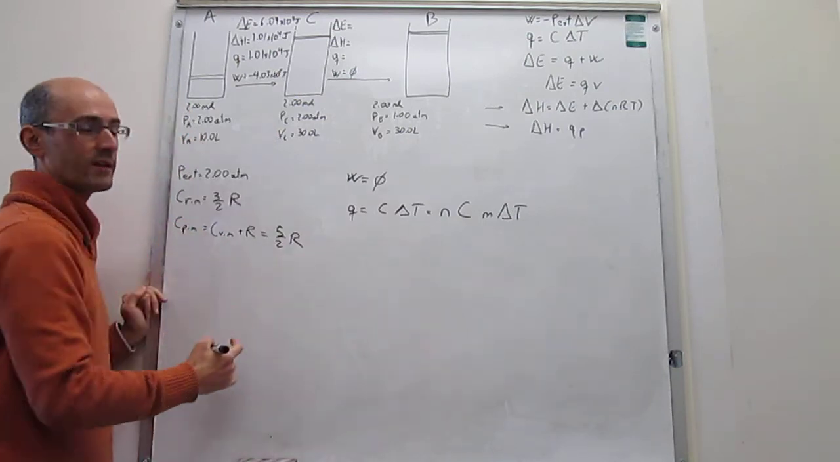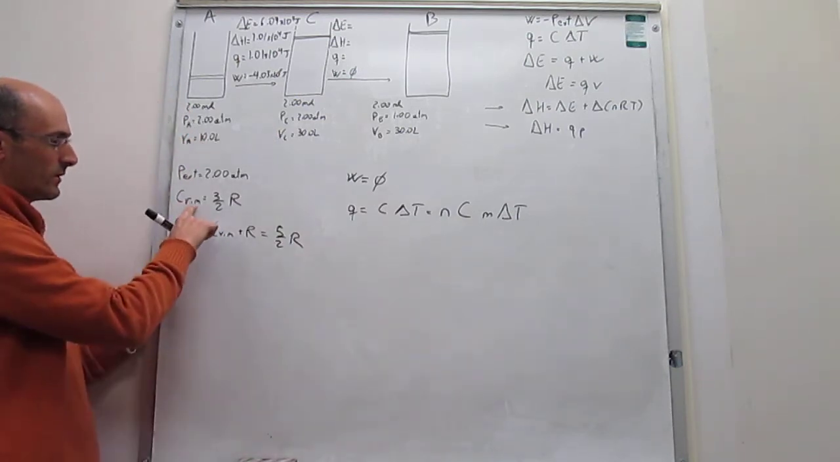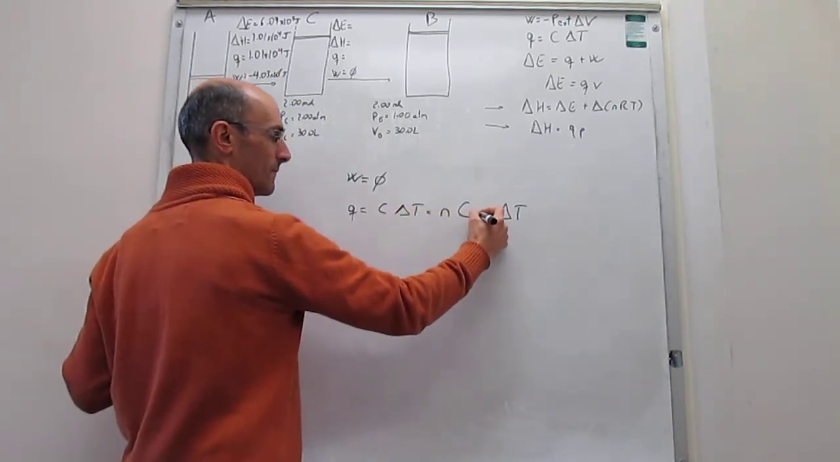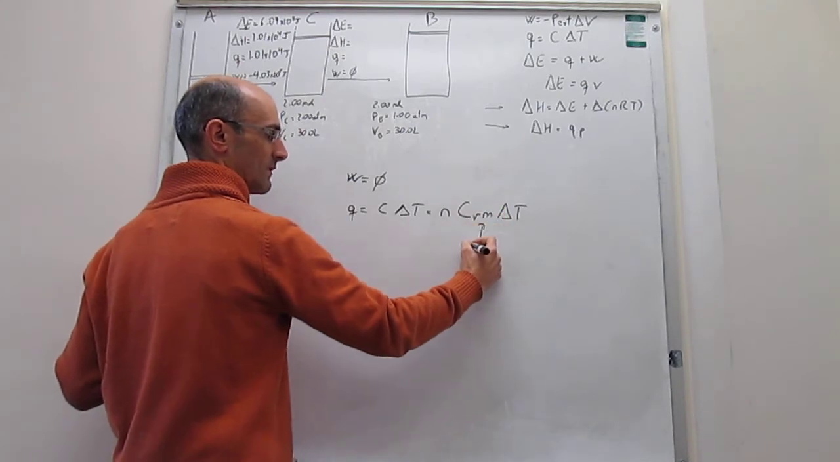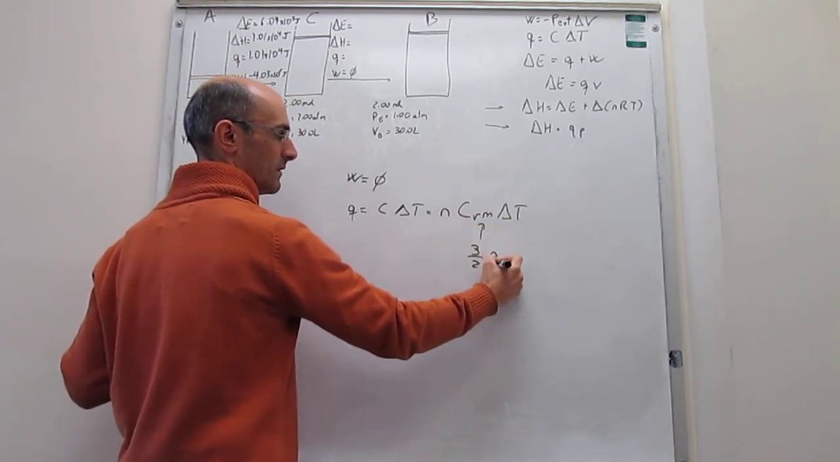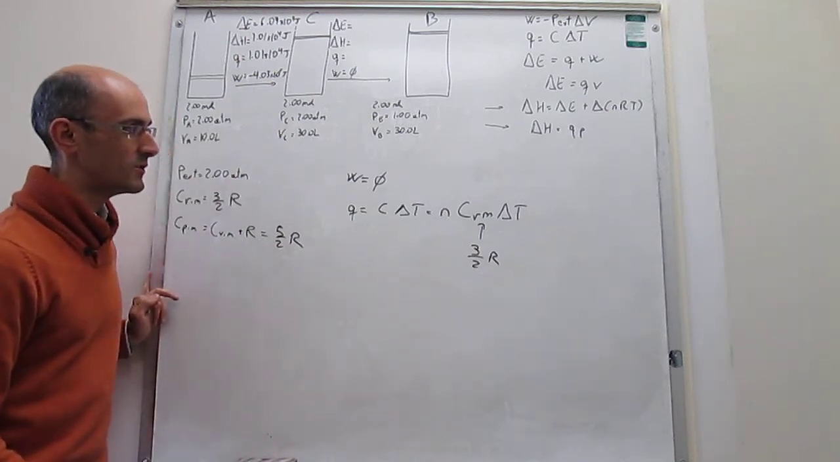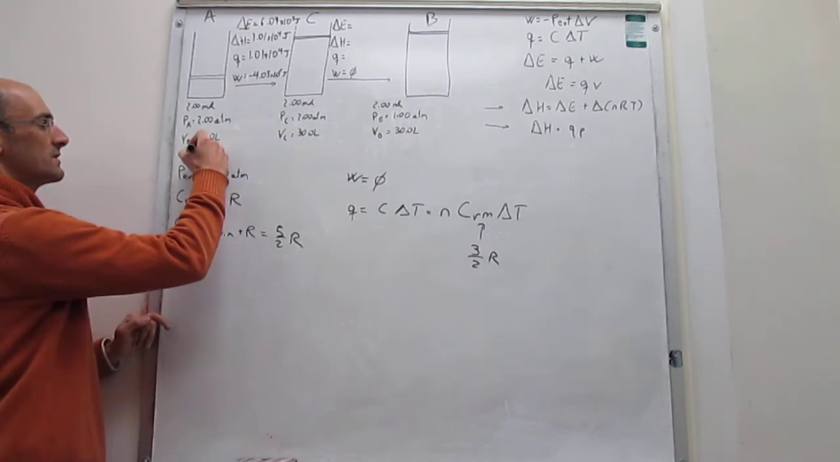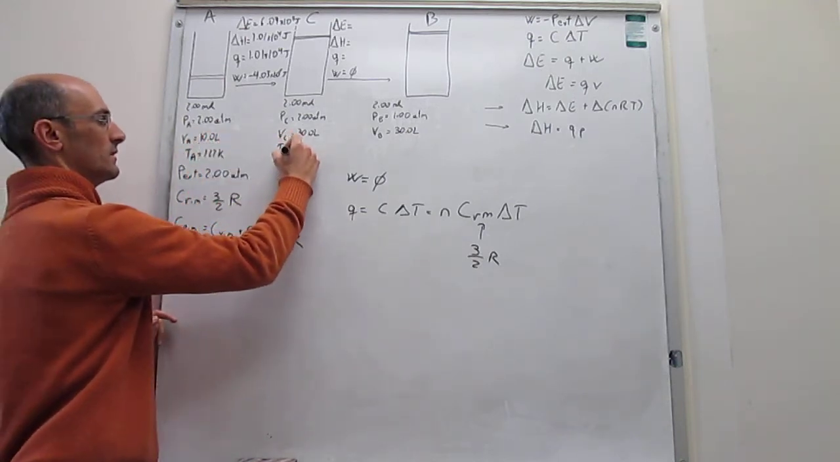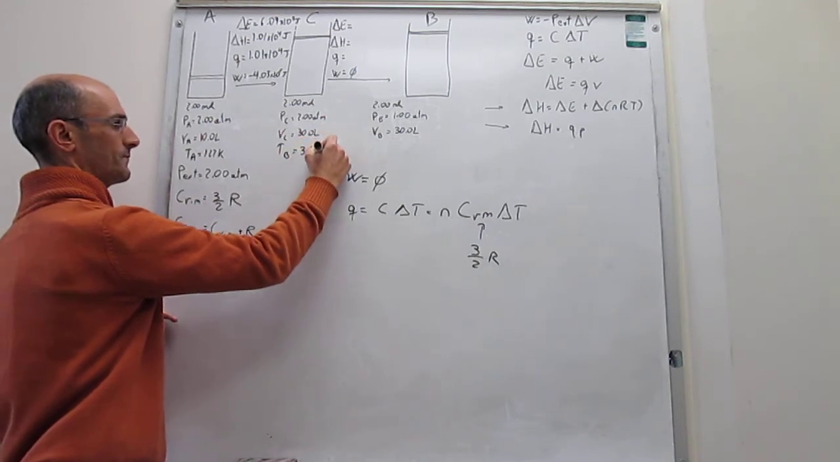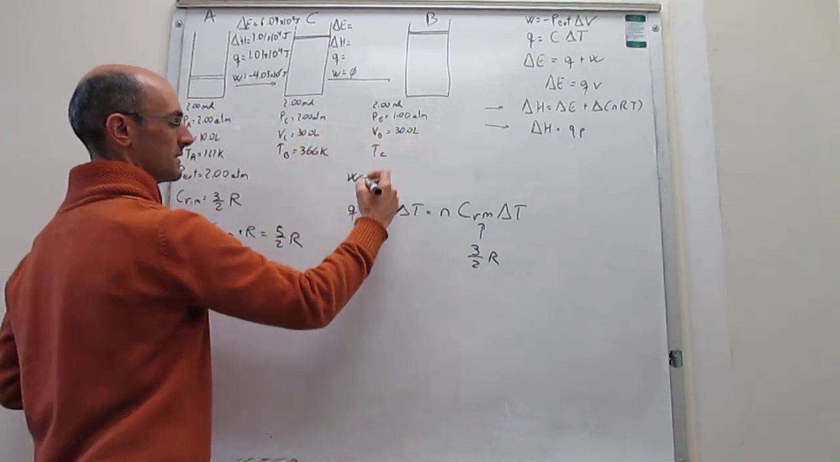And now we're working at constant volume, right? So what we actually have to do here is use C_V,m, and that value is given by the problem as 3/2 R. The only thing we have to do here is calculate the change in temperature. We know that the initial temperature T_A was 122 Kelvin, T_B was 366, and we just need to calculate what T_C is.